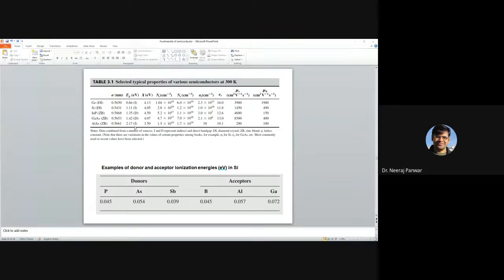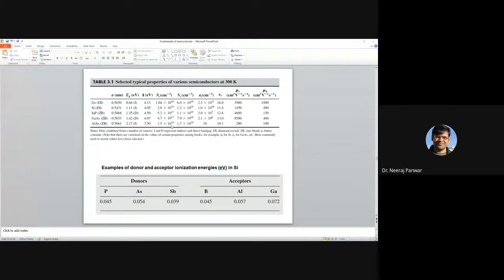The next column is the electron affinity value, and it is between 3.50 to 4.5 electron volt for these semiconductors. The next two columns are the effective density of states at the conduction band edge, NC, and the effective density of states at the valence band edge. You see the order is from 10 to the power 17 to 10 to the power 19 per centimeter cube. It is very, very high. Please remember this order, because on the next slide we will discuss something related to it.